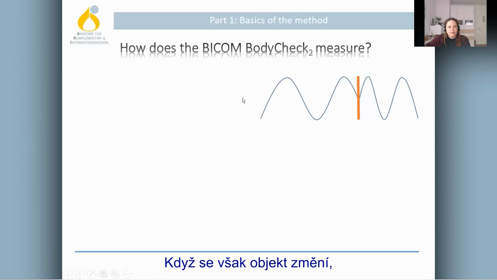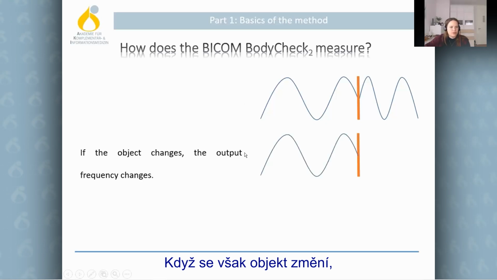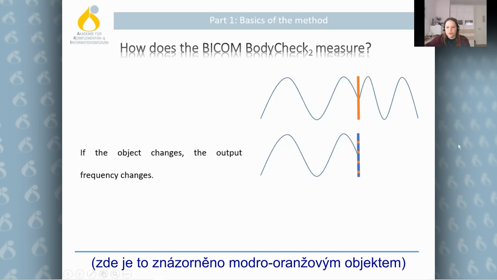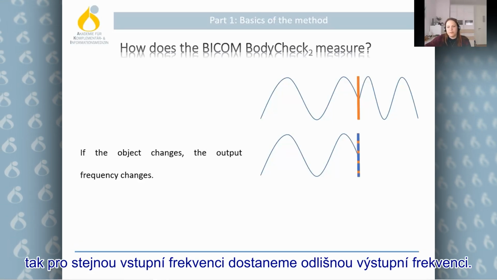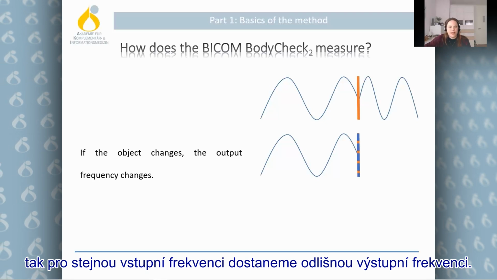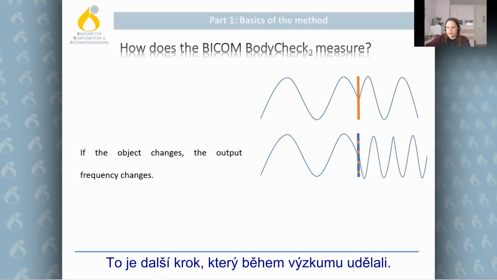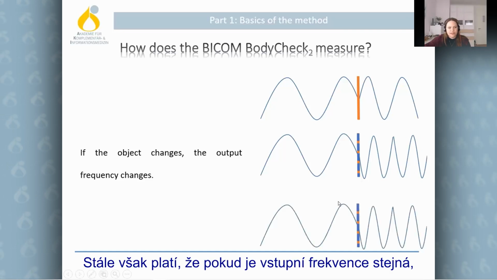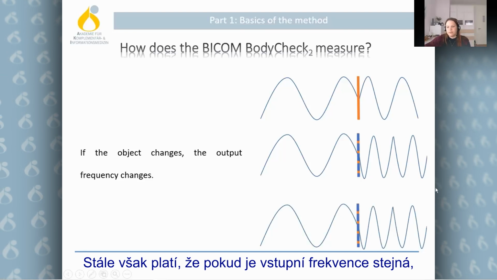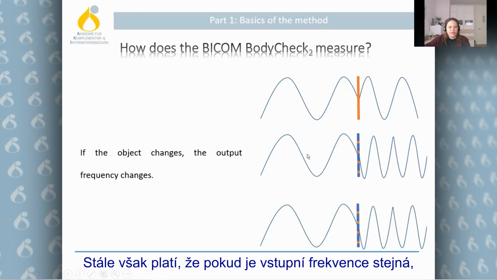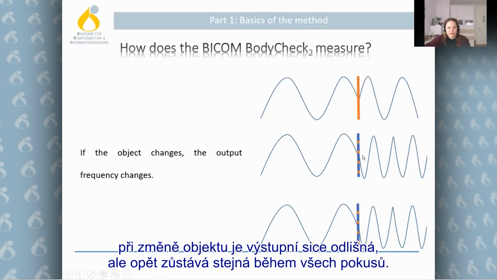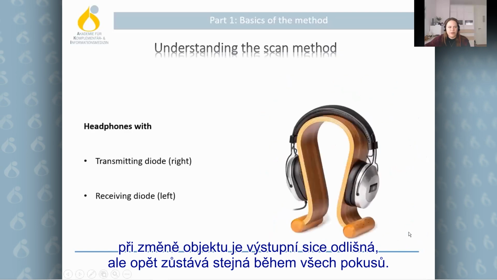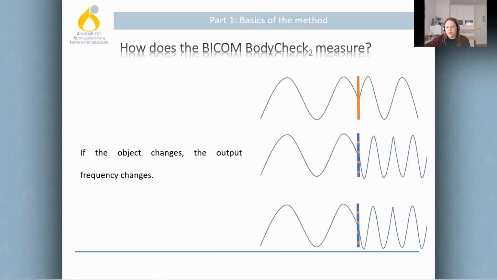But when the object changes, this is in orange and blue. When the object changes, but you have the same frequency coming in, you will have another frequency as an output. This is the next step they saw in the development. But also, when you do this testing again and again, you will have the same output information again. So when you have the same input frequency and the changed body, you will always have the same frequency at the end.